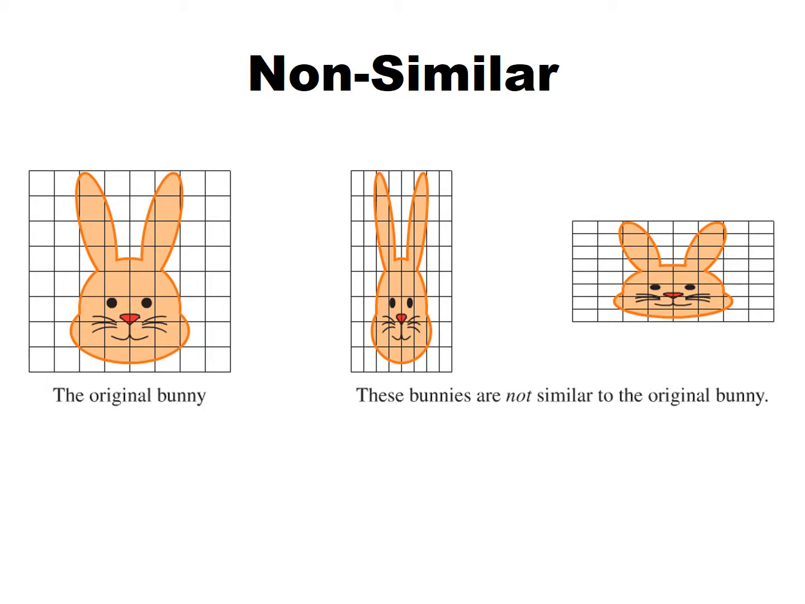Here's some examples of non-similar objects. Here's our original bunny. Here's a kind of a squished bunny. Notice that's the same height as this original bunny, but it's got a lot narrower face. So we've changed the shape, so this bunny is not similar to the original bunny. Here's another one where we've kept the same width, but the height is smaller. And so this bunny obviously looks a lot different than this bunny, and so this bunny is not geometrically similar to the original bunny.